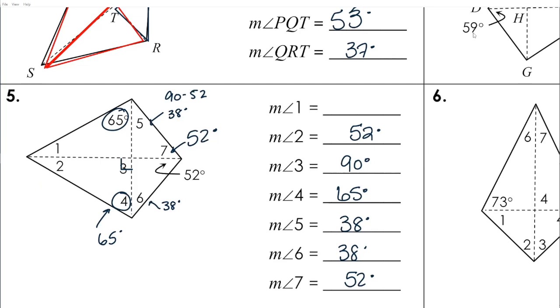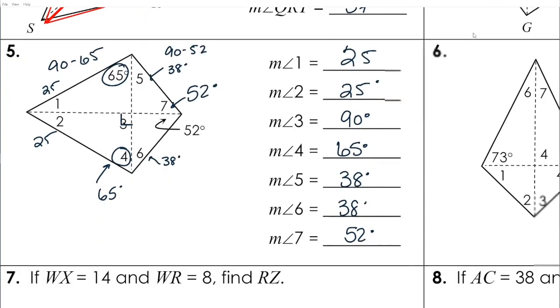Why did I write 252? I'm a goofball. Sorry about that, guys. 7 was 52. We fixed that. I think I said 2, wrote 2. It happens. Down here, we know 1 and 65 are complementary, so we do 90 minus 65, and we find 25. And if 1 is 25, 2 is 25, because those are congruent triangles.